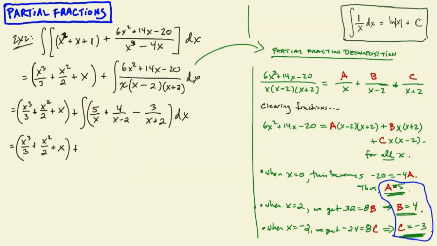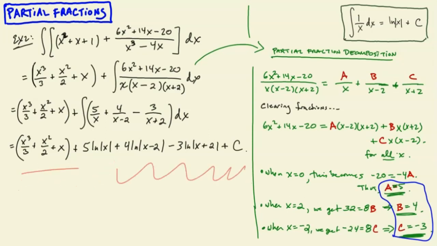First term, integrate it, and we get 5 log absolute value of x. Second term, integrate it, and we get 4 times log absolute value of x minus 2. Last term, integrate it, and we get minus 3 log absolute value of x plus 2. And of course, the constant of integration. And at long last, we have our antiderivative. If we took the derivative of all that, we would get our original integrand. We could actually combine these terms using some properties of logarithms, but I'm going to be naughty and just let them sit as they stand.